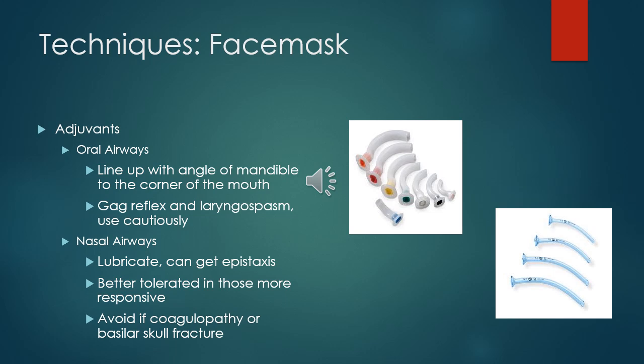If two-handed mask ventilation is still inadequate, an oral airway or nasal airway can be used to help assist with it. To size an oral airway, go from the angle of the mandible to the corner of the mouth. Be careful that if the patient is still semi-conscious, this will trigger the gag reflex and can cause laryngospasm.